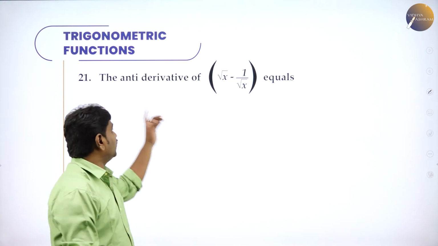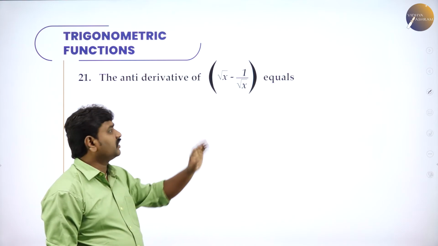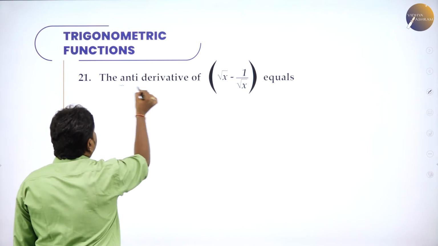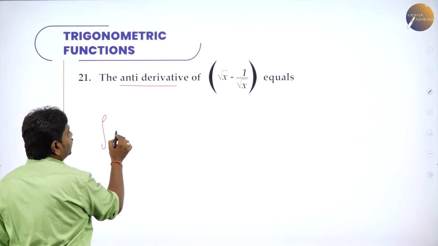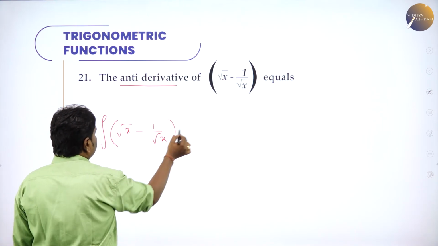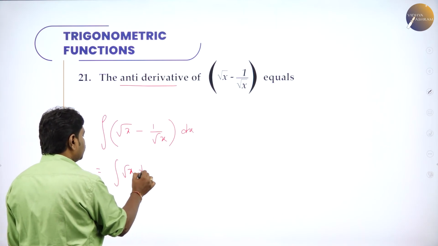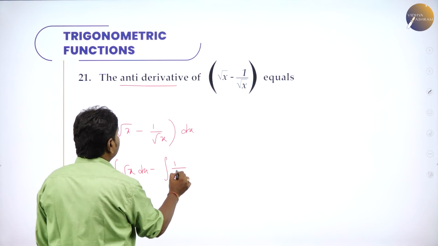Now they want anti-derivative of this. They gave options, but I'm not giving option, directly will integrate. Anti-derivative. Anti-derivative is also called as what? Integral. Integral of what? Root x minus 1 by root x. And with respect to x they want. What is the answer for this? This is integration of root x dx minus integration of 1 by root x.